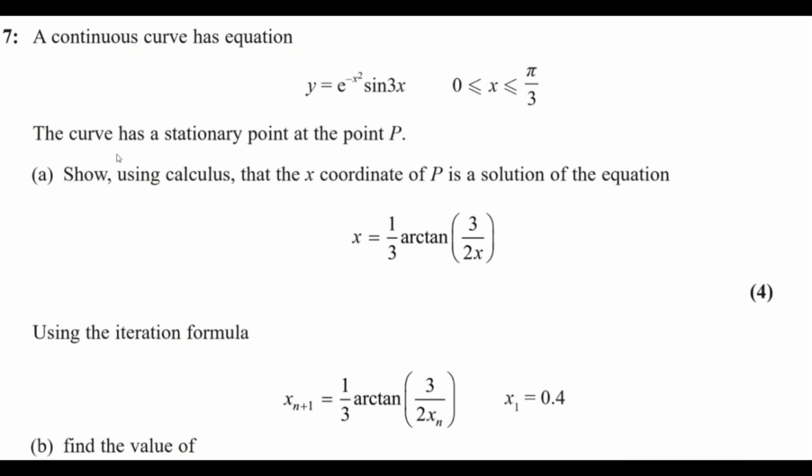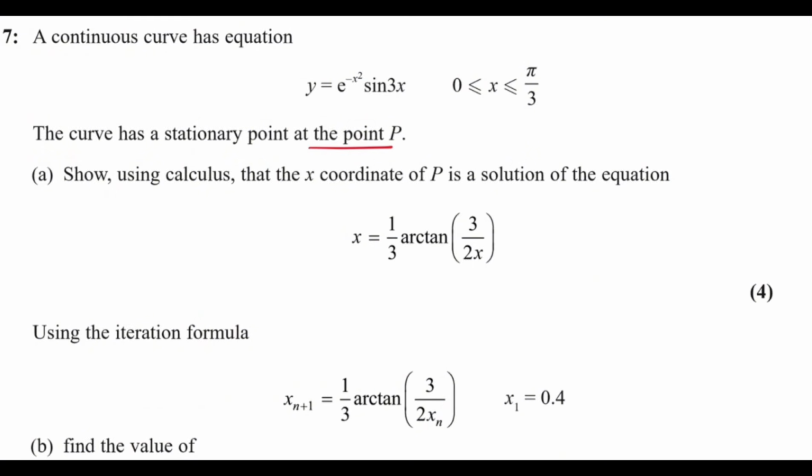Now it is said that the curve has a stationary point at point P. So the curve has a stationary point at point P. What this means is that the gradient of the point P on that curve is 0. What this also means is that if we take the derivative of our function and we calculate the derivative at point P, we will see that the derivative equals 0 at that point.